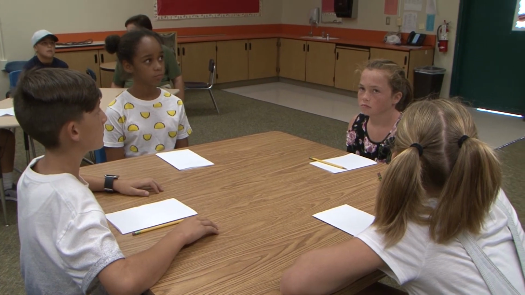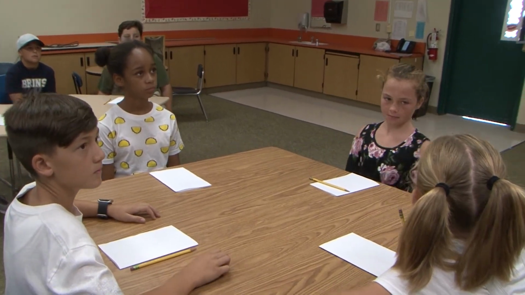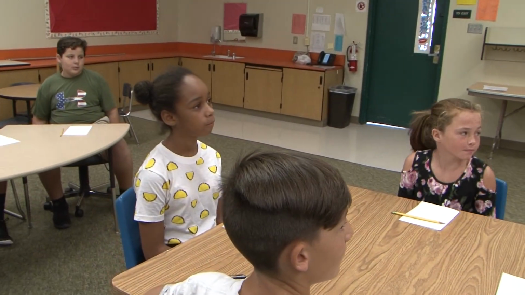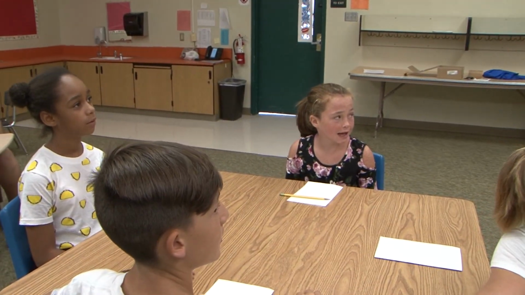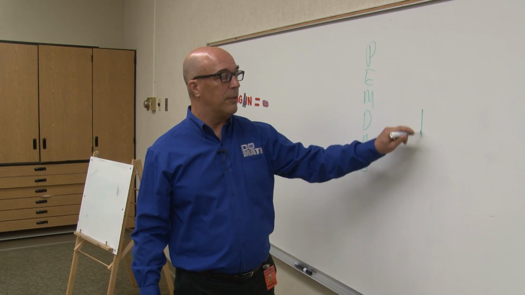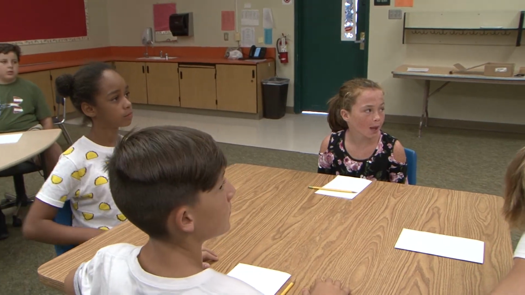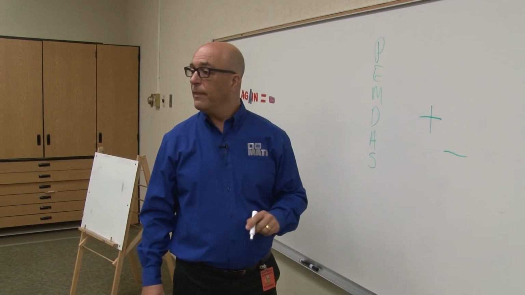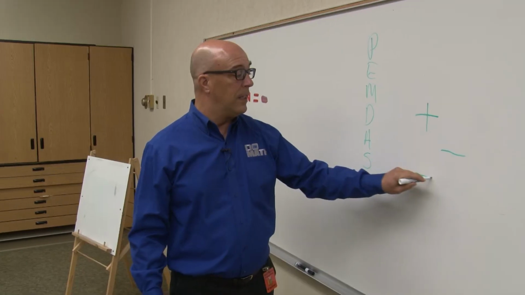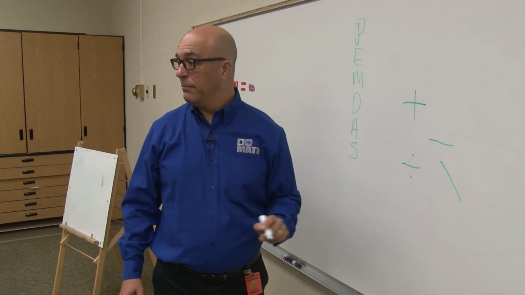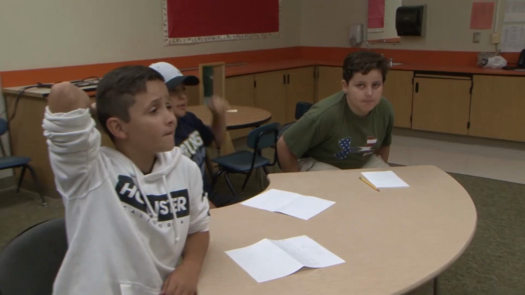So what are some different operations? What are some symbols we're going to need? What's this one? Addition, right? So we're going to need that. What other symbols are we going to need? Subtraction. A subtraction sign. Division. And there are 2 different ways we could do division. We could do it like that, or we could do it like that, right? What else?